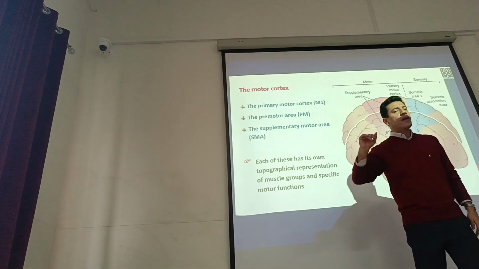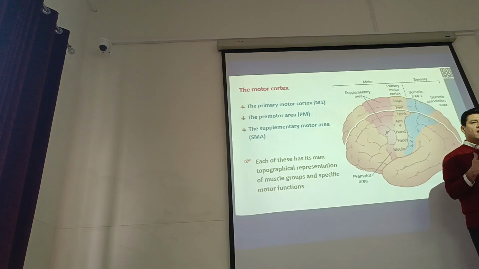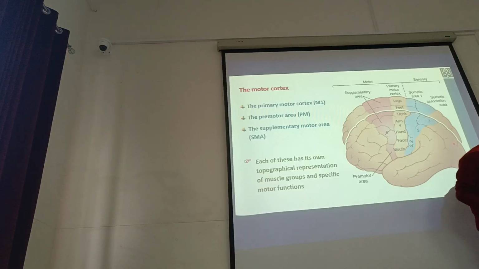So, in the brain, in the cortex, we have several areas related to voluntary movements. They are located here. So you know that in the brain we have the frontal lobe, right? We have the parietal lobe, occipital lobe, and temporal. So the border between the frontal lobe and parietal lobe is this feature, the central sulcus, right?